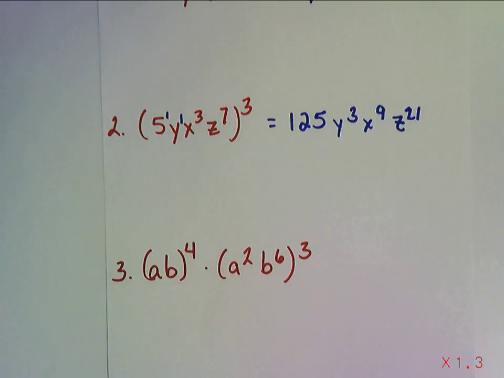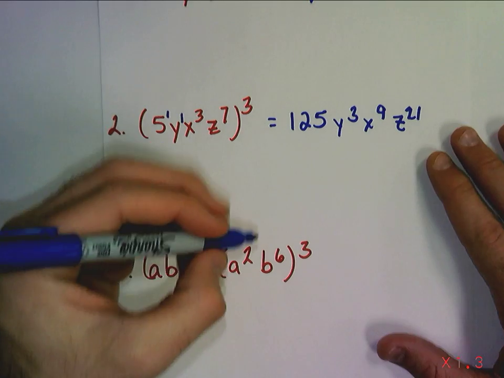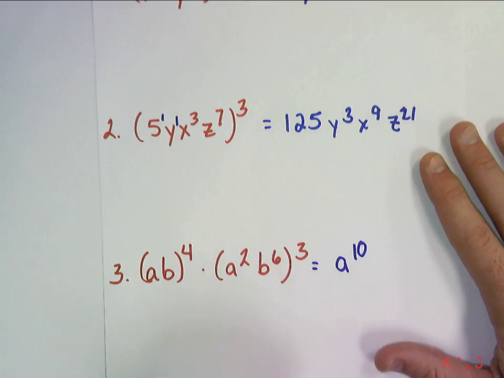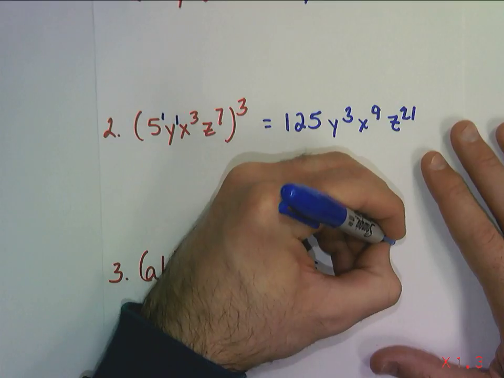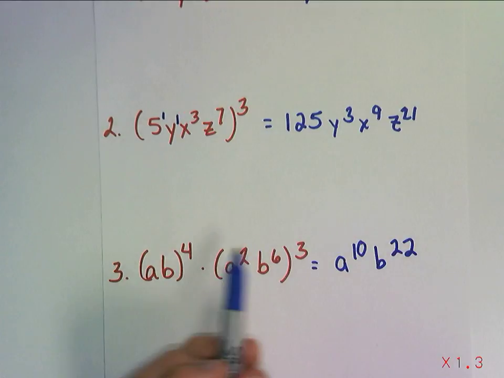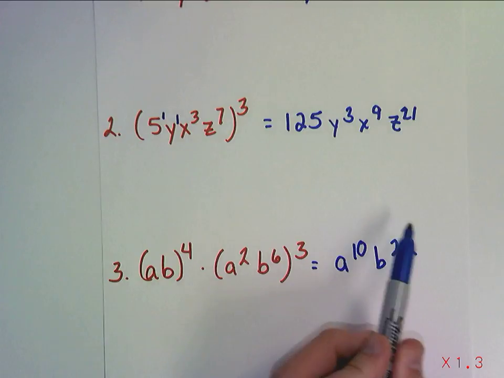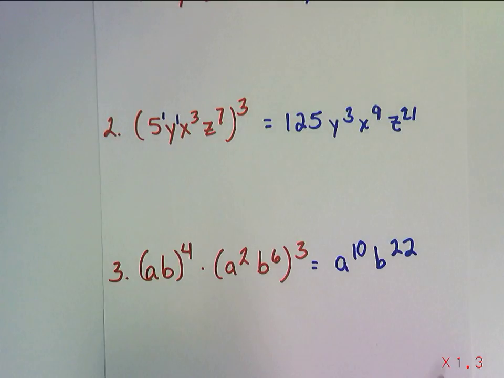And your answer for this one should end up being a to the 10th times b to the 22nd. This one you'll also have to refer back to your product rule because you'll have some exponents that you'll be able to add together. So give that a shot. If you don't quite get that, let me know. I can help you out.